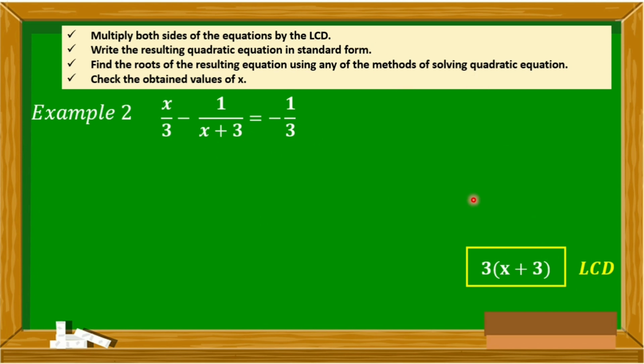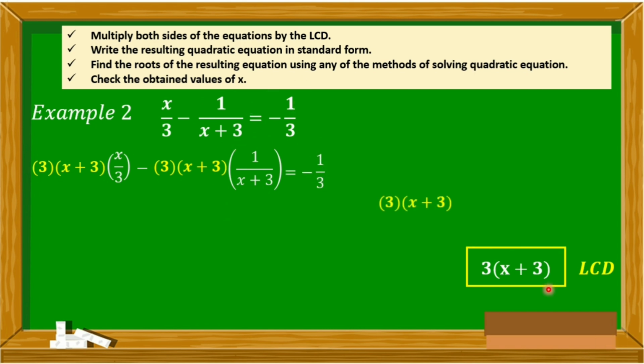Okay. Since may LCD na tayo, gawin na natin yung step 1. I-multiply natin both sides of the equation by our LCD. So, ganito. 3 quantity x plus 3, the LCD. Tapos, ito multiply natin yung first term, x over 3. Then, minus. Then, yung LCD natin, quantity 1 over x plus 3 is equal to, bring down natin yung negative 1/3. Multiply natin sa ating LCD na 3 quantity x plus 3.